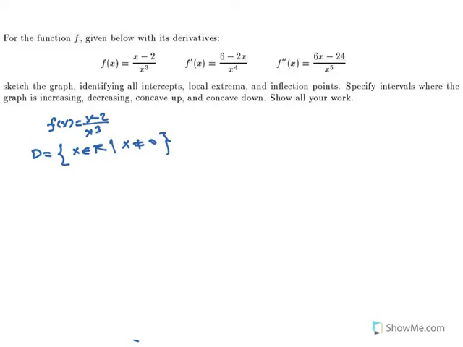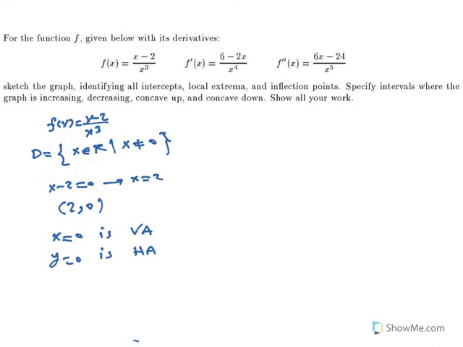X-intercept: numerator equal to 0. X is 2. Therefore, (2, 0) is the x-intercept. Obviously, the function does not have any y-intercept because the denominator is x cubed and x cannot be 0. X equals 0 is the vertical asymptote of the graph of the function, and y equals 0 is the horizontal asymptote.